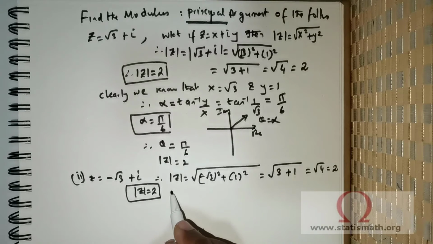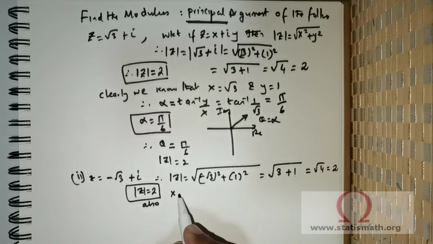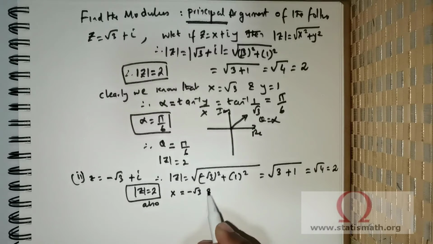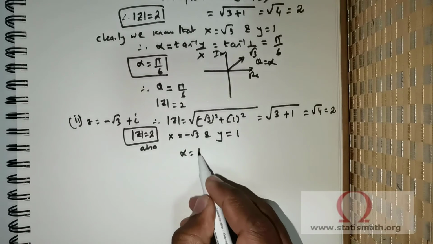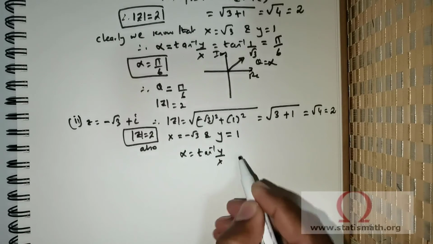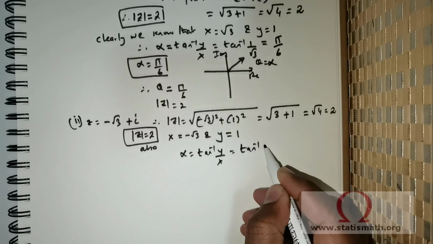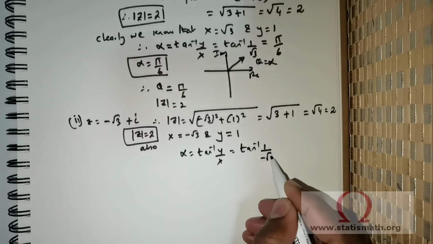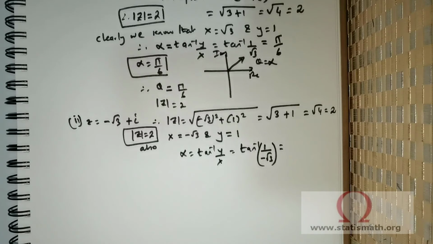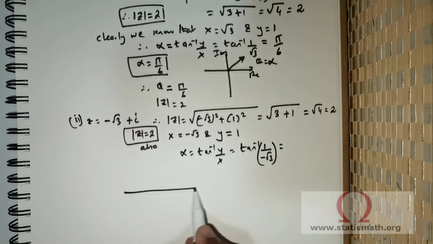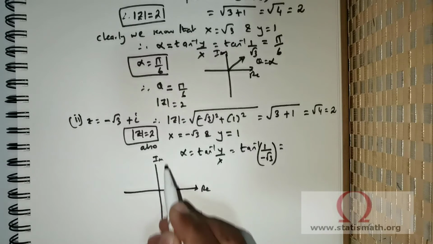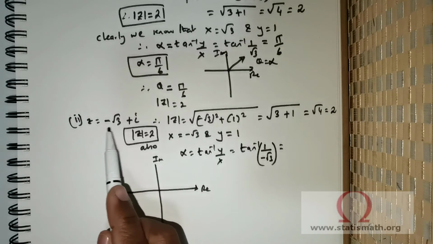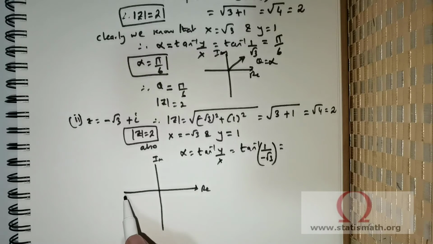Now clearly we also see that you can write it down here. Also x is equal to negative root 3 and we have y equal to 1. So alpha is tan inverse of y over x, which is equal to tan inverse of my y is 1 but my x is negative root of 3. So this means if you were to draw the Argand diagram, this is real axis, imaginary axis, the negative root 3 would be present on the negative part of this axis. So it's going to be on this side.